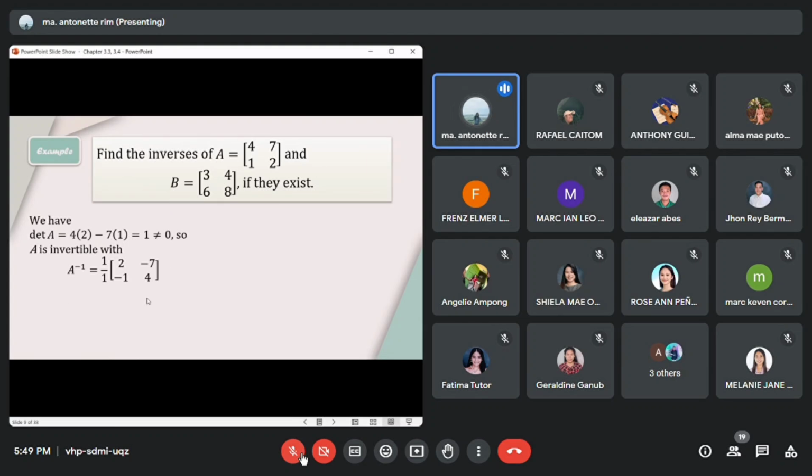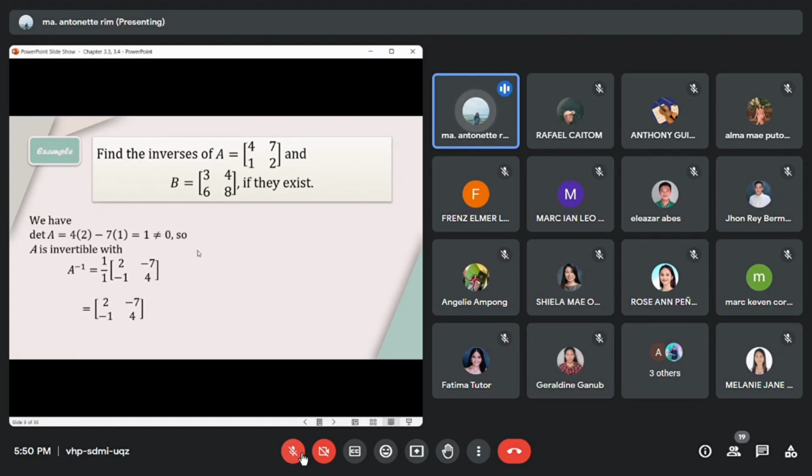Then, from Sir Rafael's discussion, our answer is the matrix 2, -7, -1, and 4. So, we interchanged the two main diagonal entries, 2 and 4, and we negate 1 and 7. So, this is the inverse: 2, -7, -1, and 4.